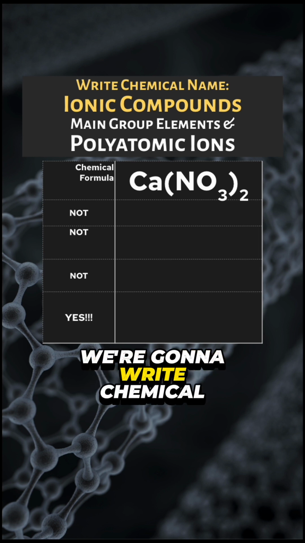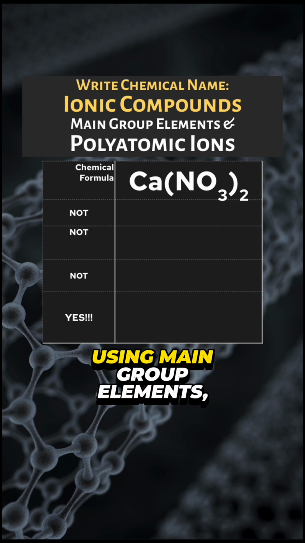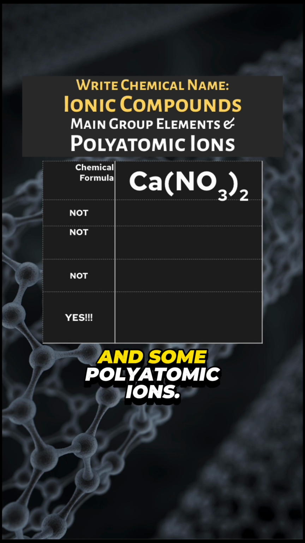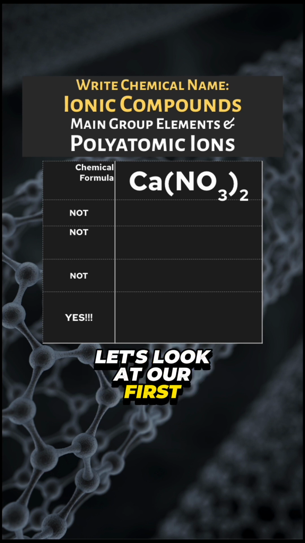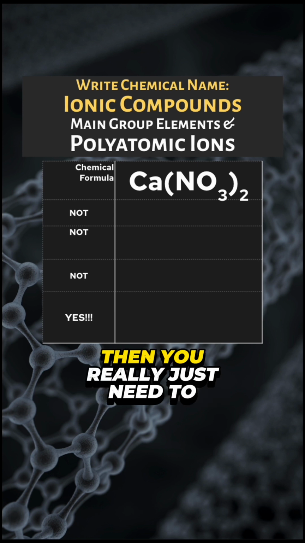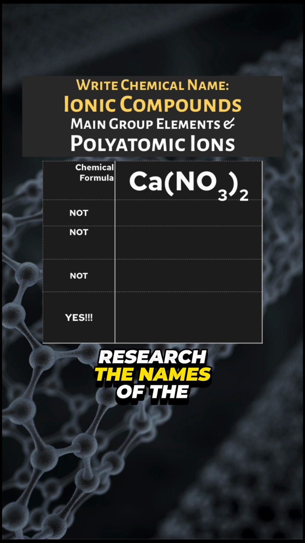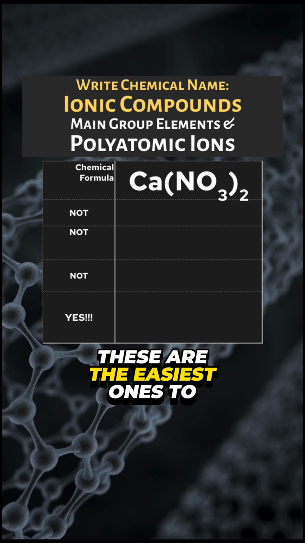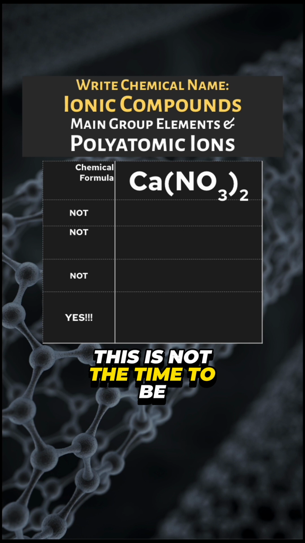And today we're going to write chemical names for ionic compounds using main group elements, transition elements, and some polyatomic ions. Let's look at our first example, Ca(NO3)2. When you have a combination of main group elements with polyatomic ions, then you really just need to research the names of the ions and name it. These are the easiest ones to name. This is not the time to be creative.